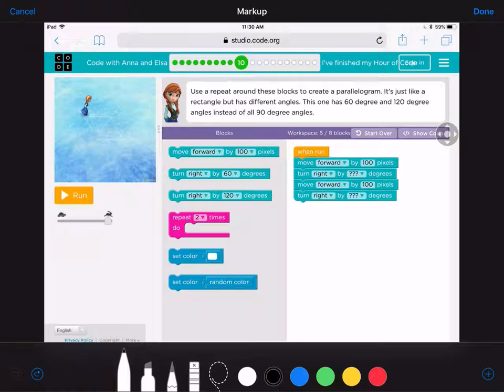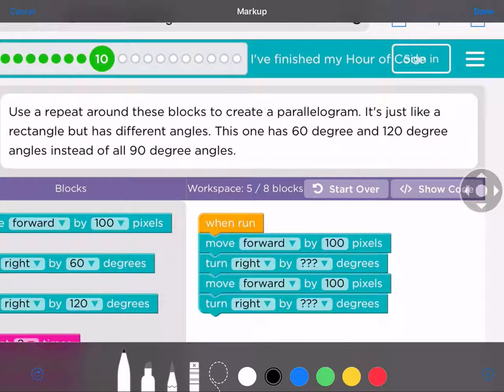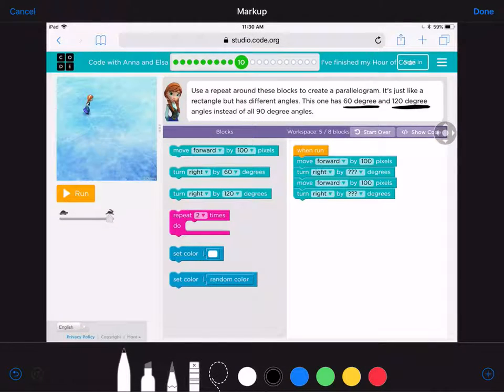And so in this challenge, we're supposed to use a repeat block around these blocks to create a parallelogram. It's just like we did with the rectangle, but this one, it tells us, and I'm going to underline this because it's important information, this one has 60 degree and 120 degree angles instead of them all being 90 degrees. So that helps me knowing that one of them is acute, one of them is obtuse.